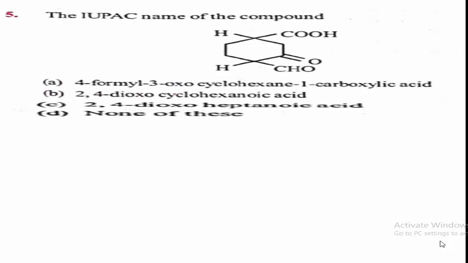Here the carbon atom having the COOH group is assigned the number 1. Why? Because it has high priority.